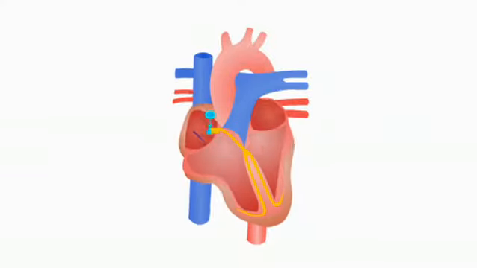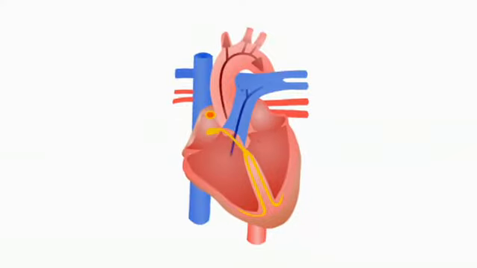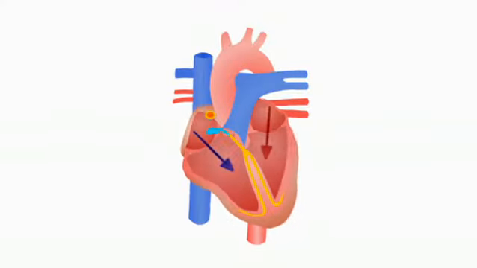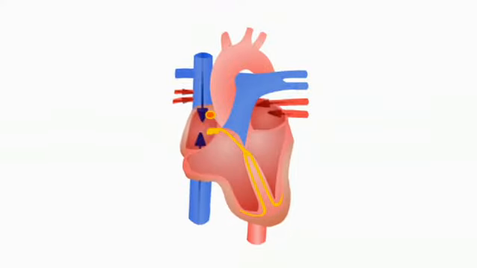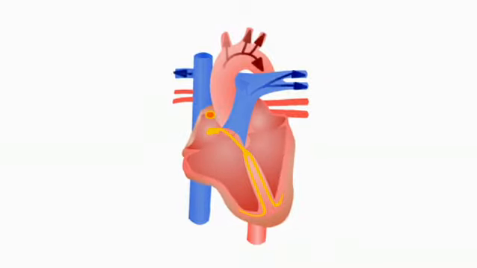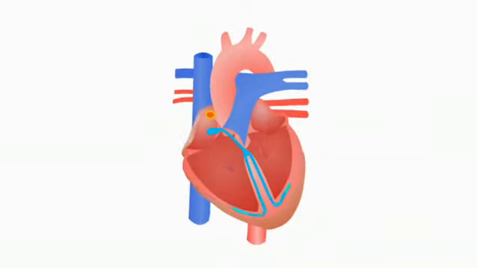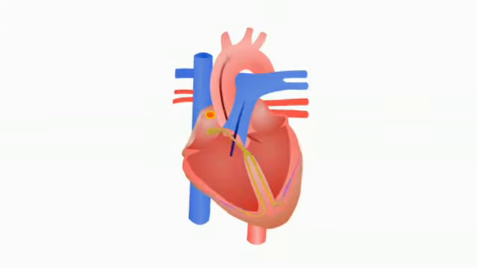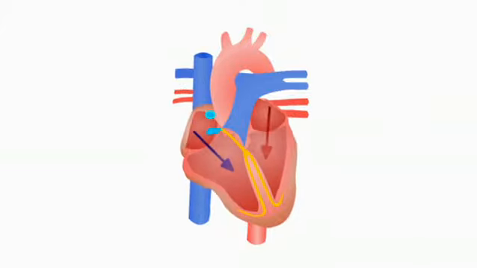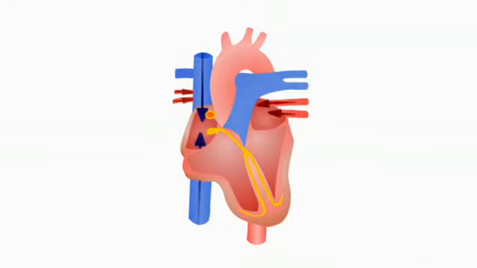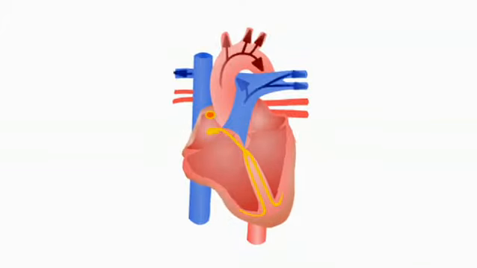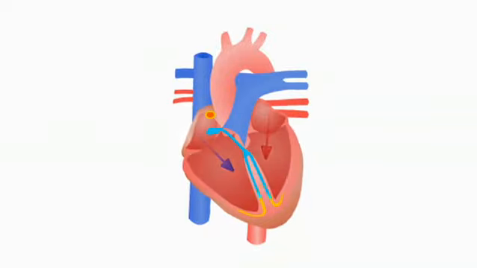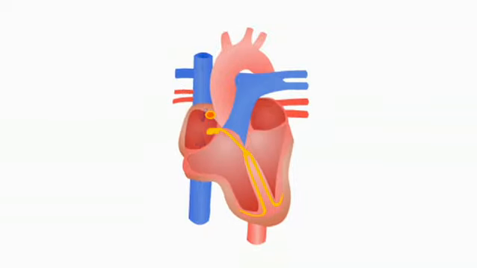In order for blood to be pumped around the body as efficiently as possible, the atria and ventricles need to contract in sequence, and it is the role of the heart's electrical conduction system to control this. The conduction system is comprised of specialized cells embedded within the heart's muscular walls. These cells are able to generate and conduct electrical impulses, which in turn stimulate the heart muscle to contract.